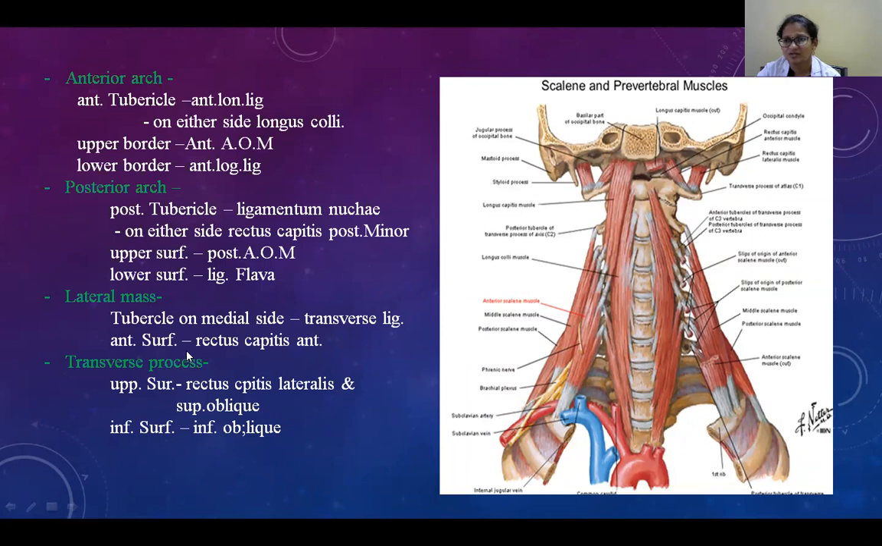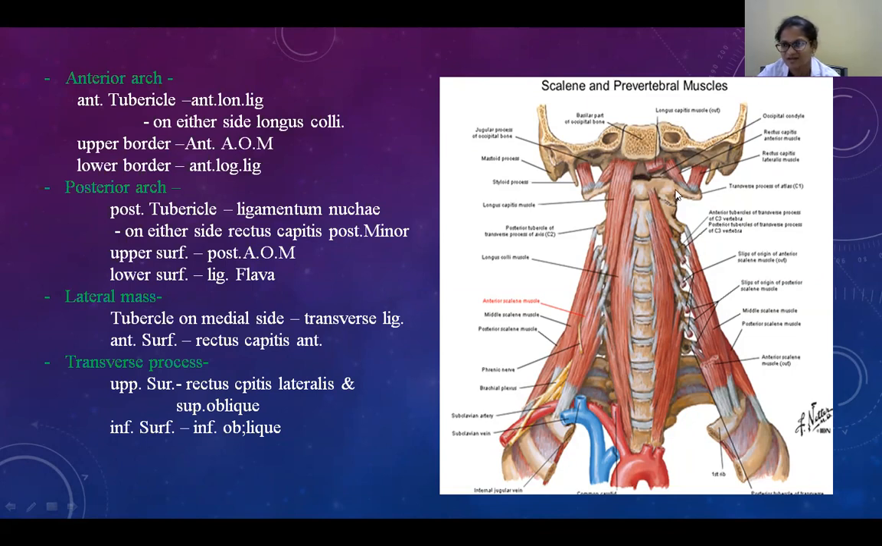Just anterior to the lateral mass, the anterior surface gives attachment for the rectus capitis anterior muscle. This is the site for the attachment of rectus capitis anterior muscle. This is the lateral mass of the atlas.